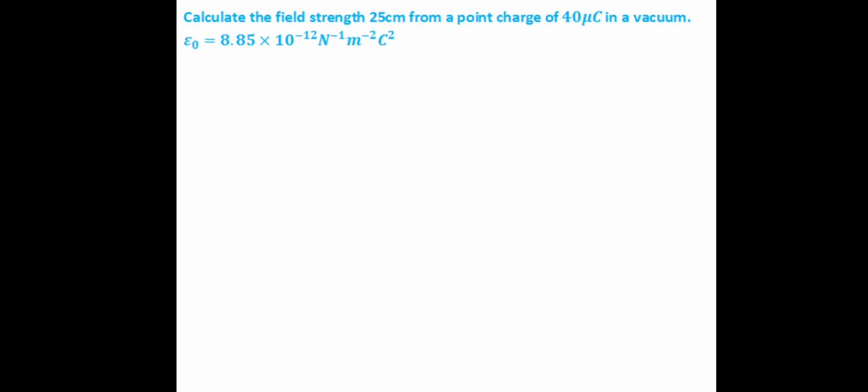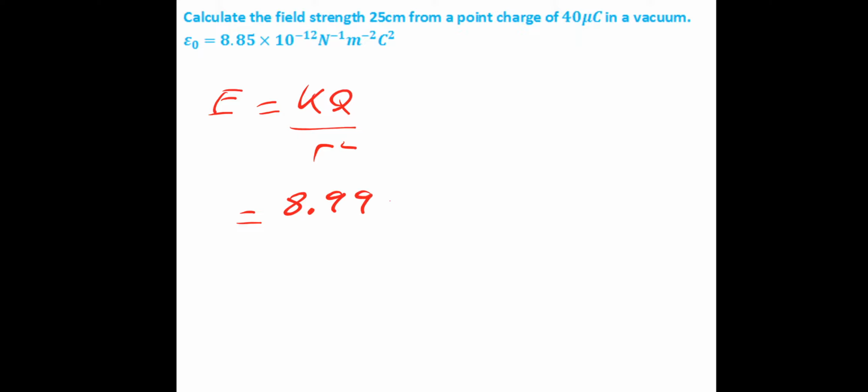Let's utilize this. So, really simple question. If you want to pause and have a go: calculate the electric field strength 25 centimeters from a point charge of 40 microcoulombs in a vacuum. Epsilon naught is given. So I'm going to do E equals KQ over R squared. You can do 1 over 4 pi epsilon naught if you wish, completely up to you.